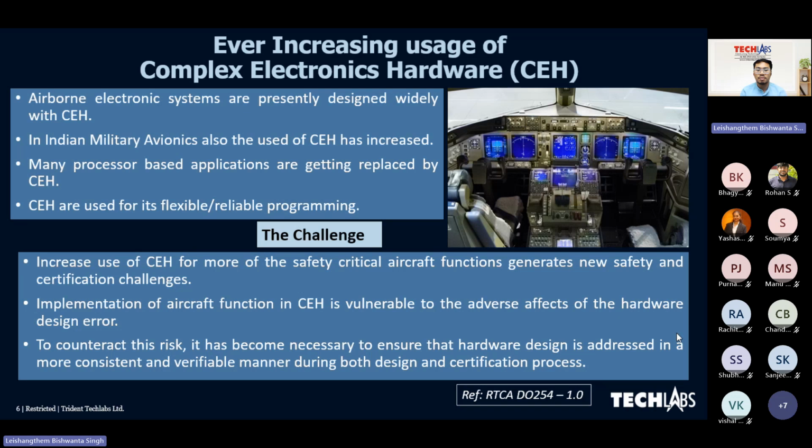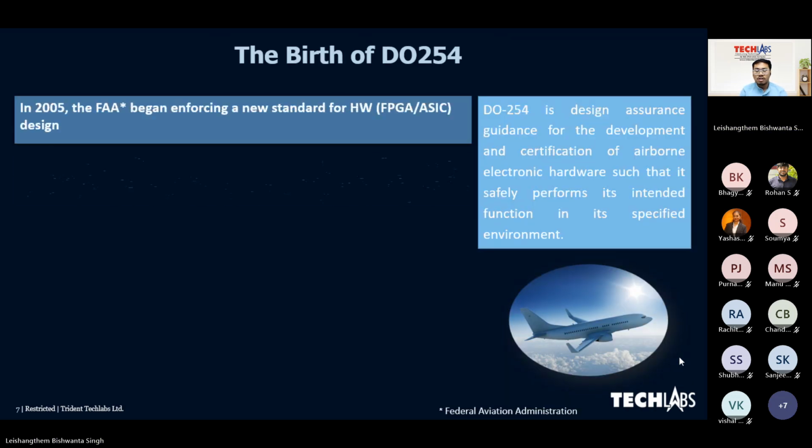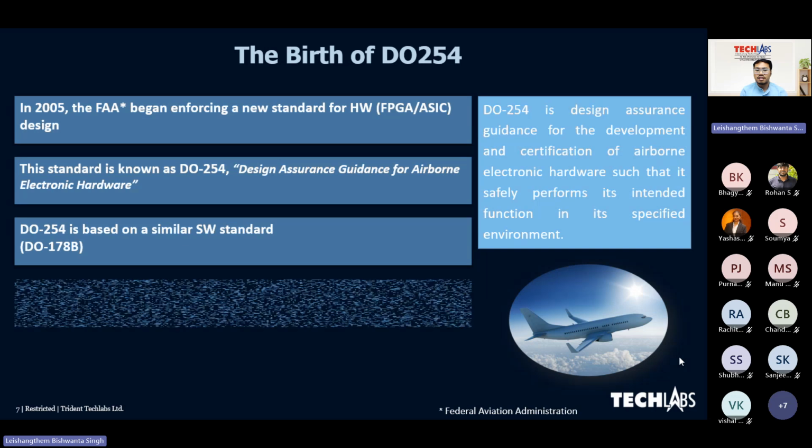because the number of operating conditions is too large for such complex electronic hardware, as well as the application, or the role, or the criticality that they have in the whole of a subsystem. So that is why the design and certification process must become more consistent, traceable, and verifiable. This challenge is what led us directly to the birth of DO-254 and the need for formal design assurance guidance for airborne electronic hardware. So this is where the mandate begins, in 2005.